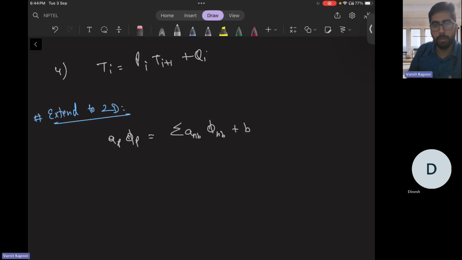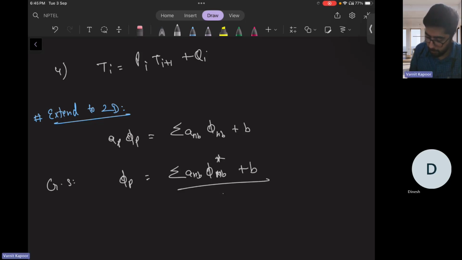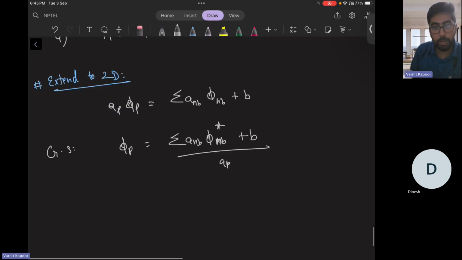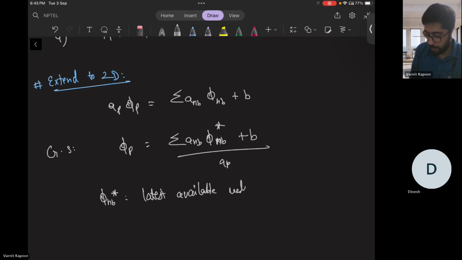So you guess the starting value, then you update with the latest available value for Gauss Seidel. Initially you guess, so phi P is nothing but summation of A nb phi nb star plus B over AP. You guess the value, and then you update the latest available value. That is phi nb star is nothing but the latest available value.